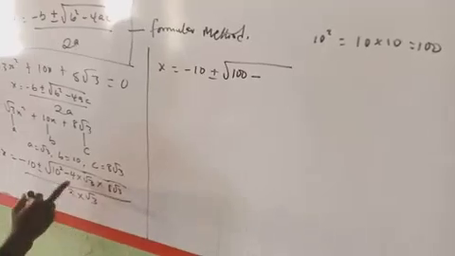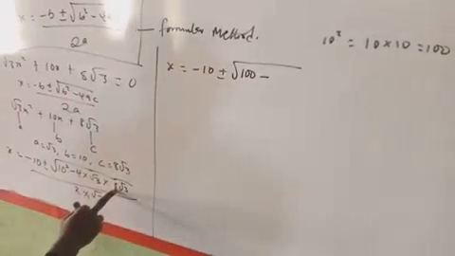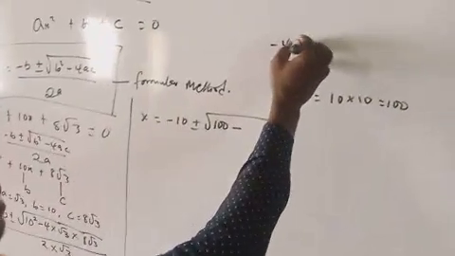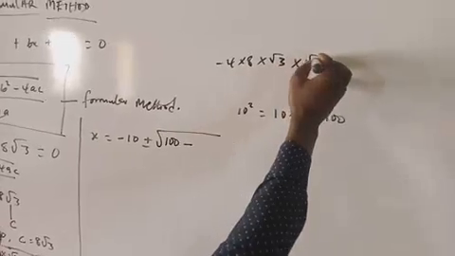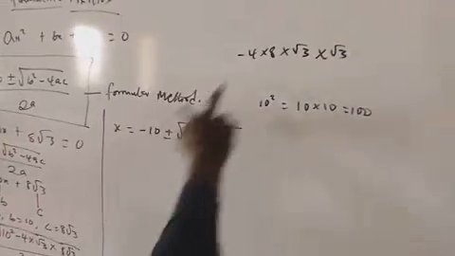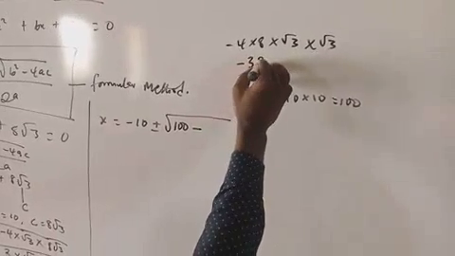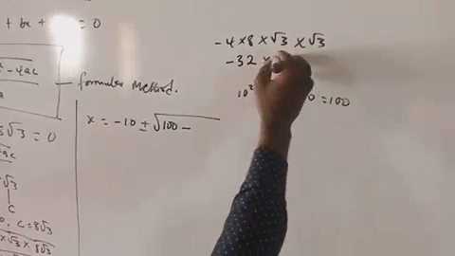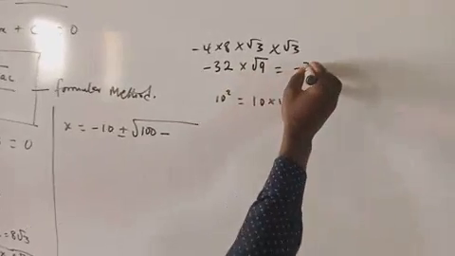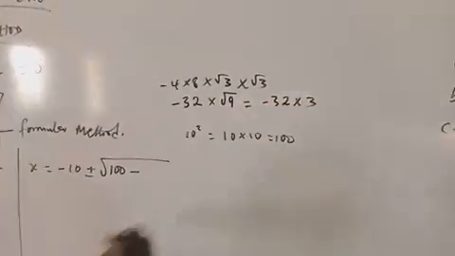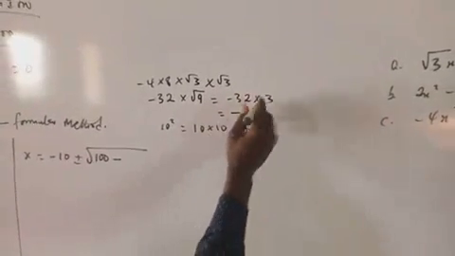So when I have this, now I'm going to have minus 4 times 8. Then I'll have times root 3 times root 3 here also. Minus 4 times 8 here will give me minus 32 times root 3 times root 3, which will give me root 9. Now root 9 is 3, so I'm going to have minus 32 times 3.